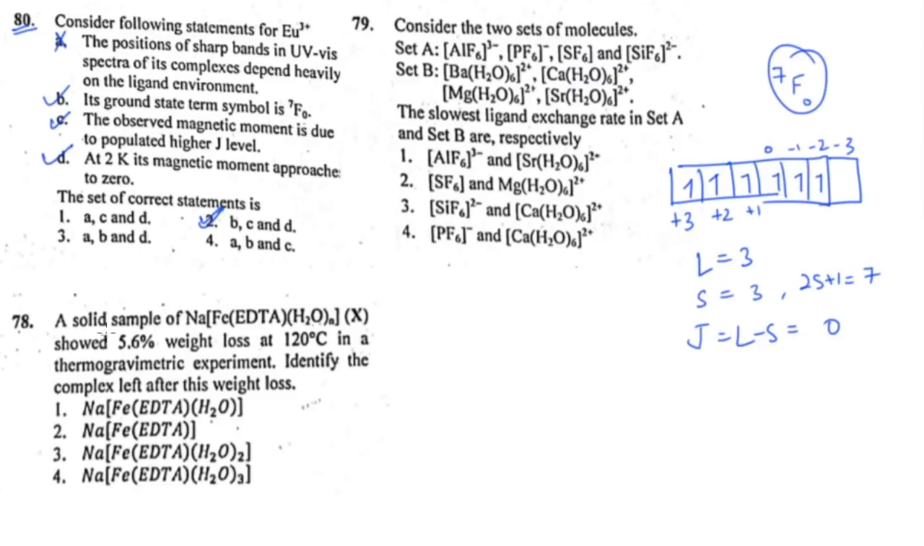Okay, fine. Let's try to do this particular question. It's very simple. This one also is just based upon your analytical technique. It is said that a sample of this particular complex is given to you. It shows 5.6% weight loss at 120 degrees Celsius in the TGA experiment, and you need to identify the complex left after this weight loss. If you calculate the molecular weight of this particular complex, I am not going to write it down and calculate it here. I have already done it. It will come around 389 approximately.